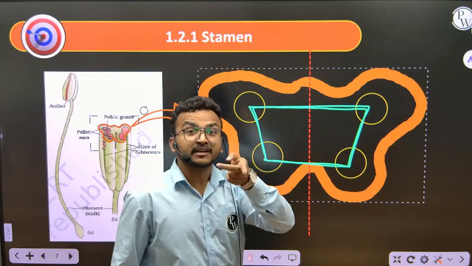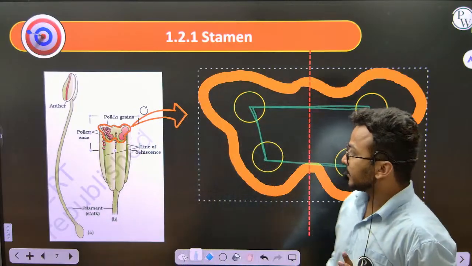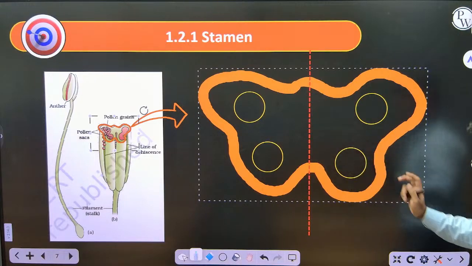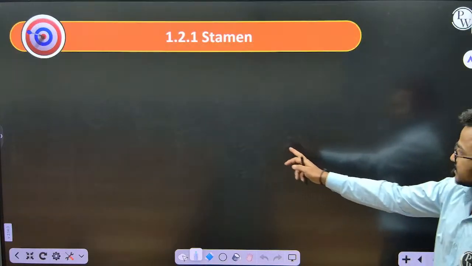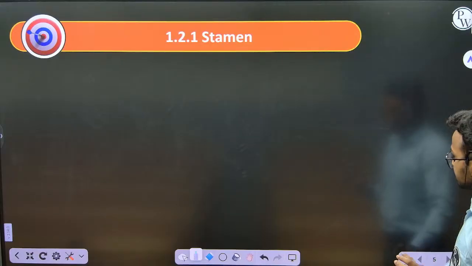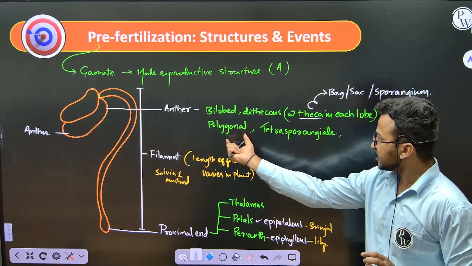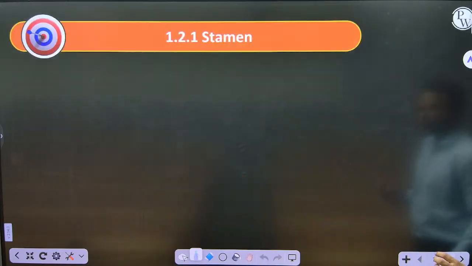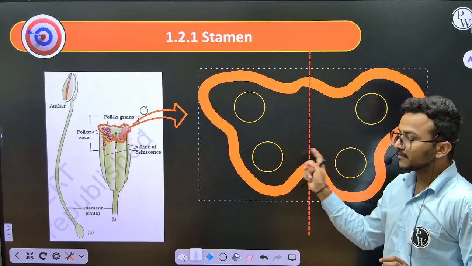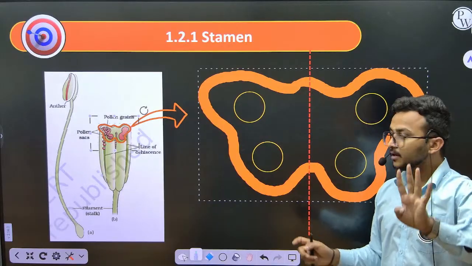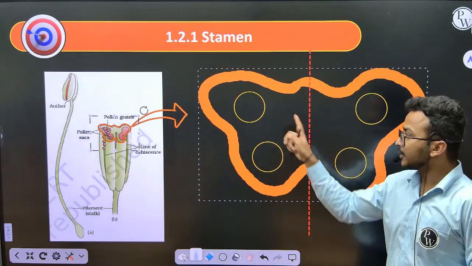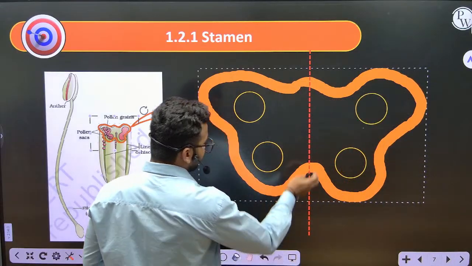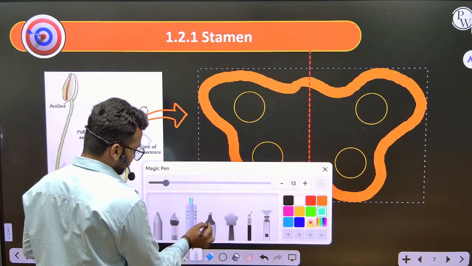That is tetrasporangiate. In the last slide I discussed this. I wrote that it is having a polygonal shape and is tetrasporangiate. Tetrasporangiate means what? Four. Tetra means four. So sporangiate, sporangium. Four sporangium are there. Okay. So four sporangium are there here.